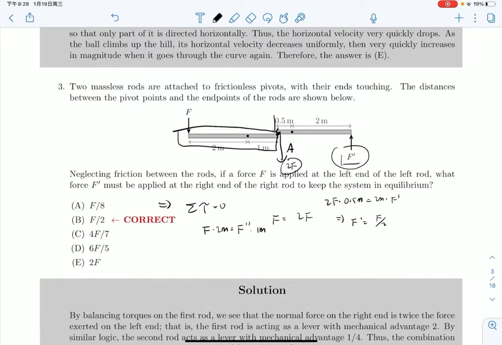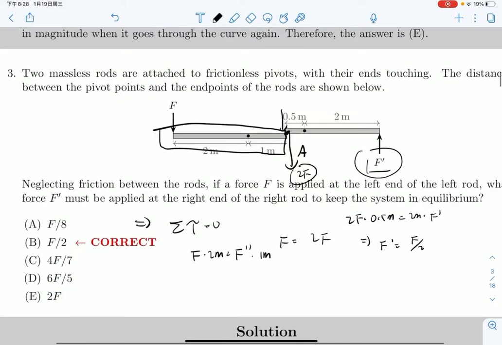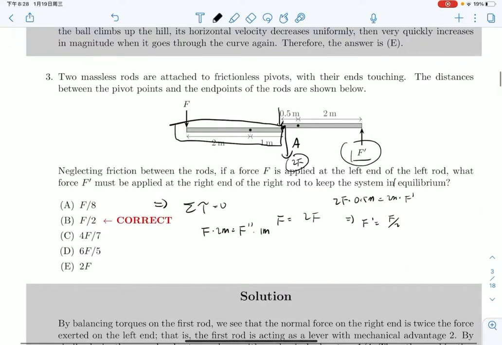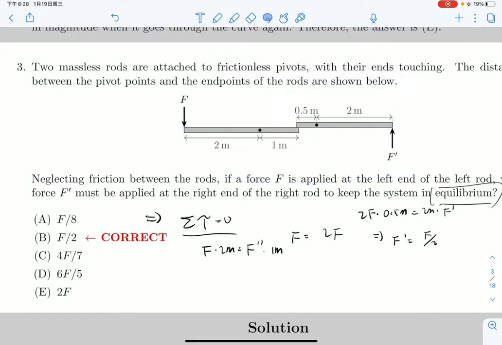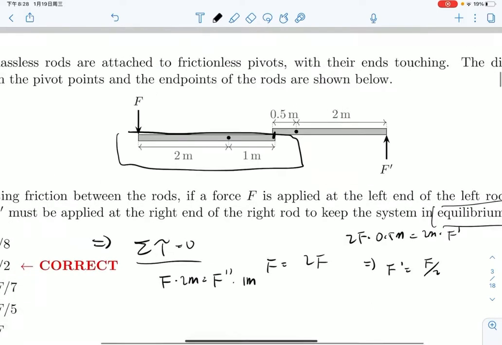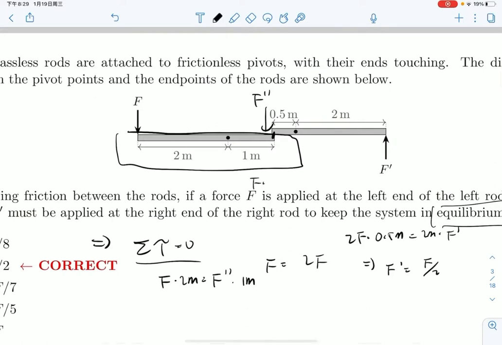And moving on to question 3, if the system is at equilibrium, that means the total torque is equal to 0. When you take a look at this point, if you take the system to be this rod, and here's another force going down, which we call F double prime. If you balance the torque, you can see F times 2 m is equal to F double prime times 1 m. So now you have F double prime equal to 2F.